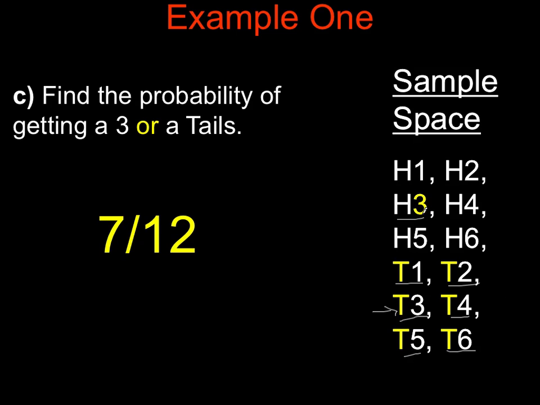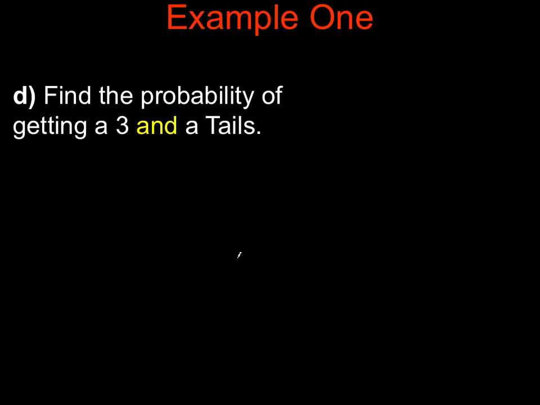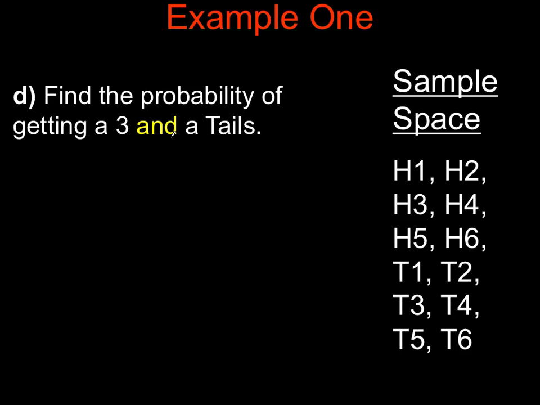And so we get a total of 7 that satisfy your event out of 12. Now the next question says find the probability of getting a 3 and a tails. So now if we look at our sample space, which sample point has both a 3 and a tails? Well, it's just going to be this one right here. Okay, and so we need the number of sample points that satisfy the event, which is 1 out of the total number, which is 12.